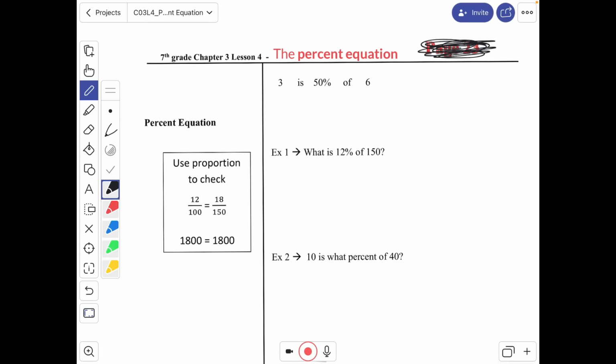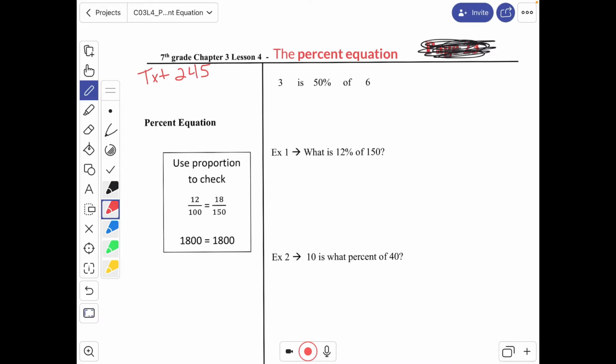Today we're covering Chapter 3, Lesson 4, the percent equation. And you've already learned that usually when there's a percent sign, we multiply. So we're going to kind of use that today. If you have a textbook at home, it's textbook page 245.